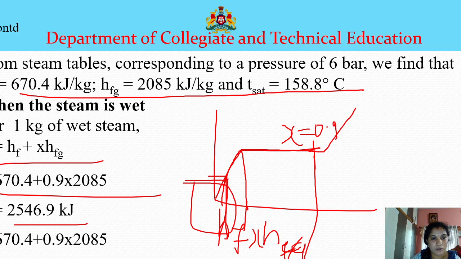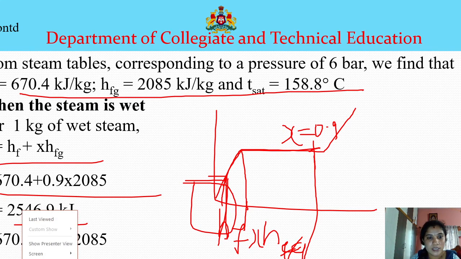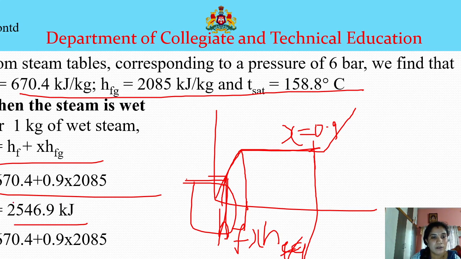So, I'll get the answer for H. It is 670.4 plus 0.9 into 2085. So, as I already told you, since the initial condition, what we have is 25 degrees Celsius. So, I need to remove that particular heat, right? So, what I need to do is subtract the value from this enthalpy of wet steam.